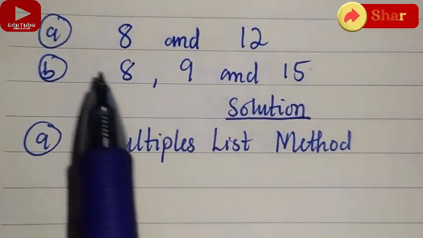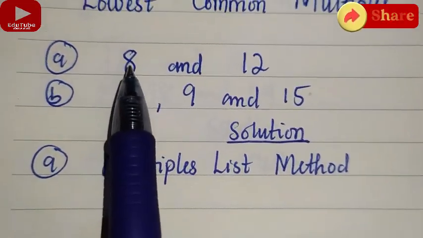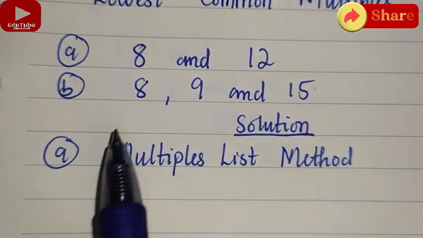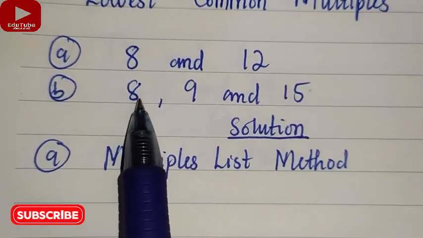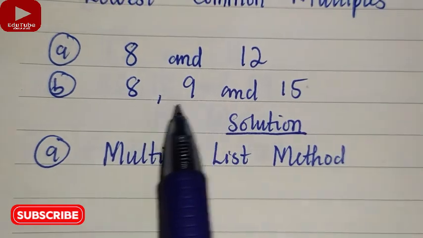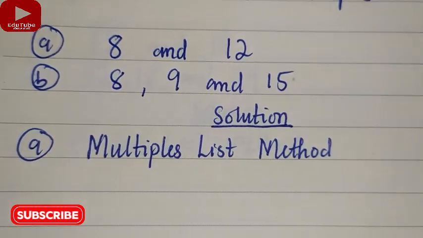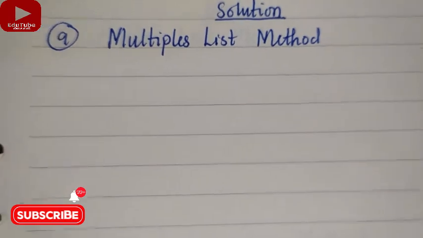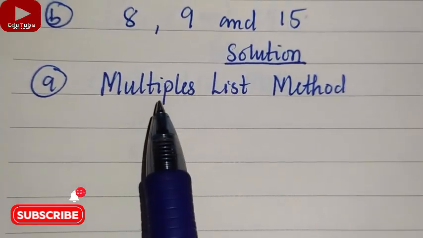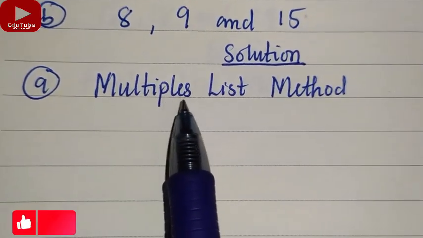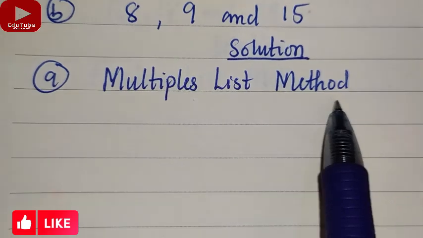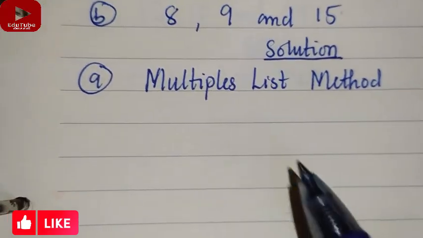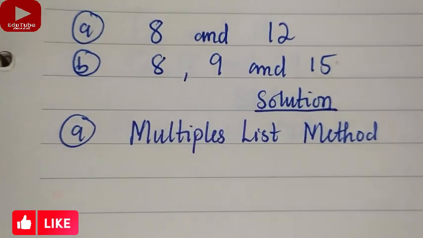So here we have two sets of examples. We are finding the LCM, lowest common multiple, of 8 and 12, and we're also finding the LCM of 8, 9, and 15. To find the least common multiple of these sets of numbers, we can use two methods. The first method is called the multiples list method. As the name implies, it means we are going to list out the multiples of the numbers that we want to find the LCM of.